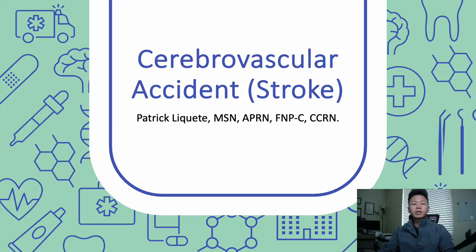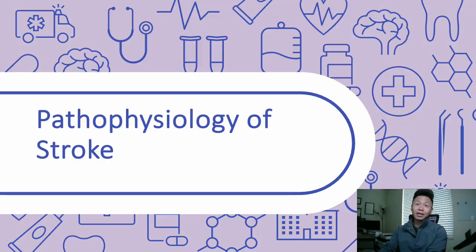All right, welcome everyone. In this segment, we're going to be covering stroke, or what we refer to in medical terms as cerebral vascular accident. In short, you're going to hear this in the clinical setting as CVA. So we're going to talk about the pathophysiology of stroke. Stroke is a big nursing concept when it comes to your NCLEX, so it's very important for you to review this because there will be a lot of safety questions regarding stroke.